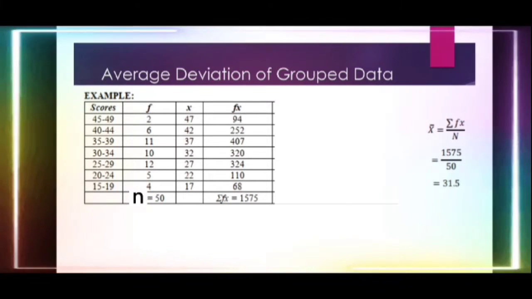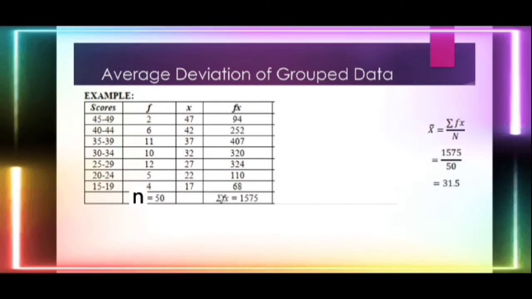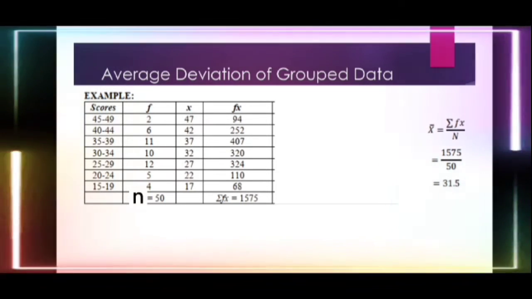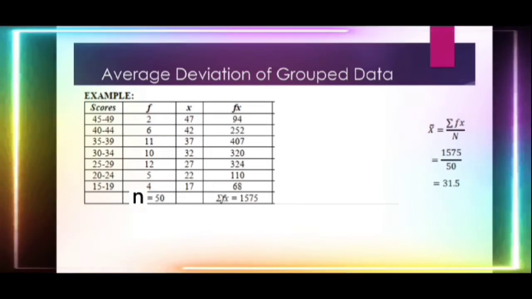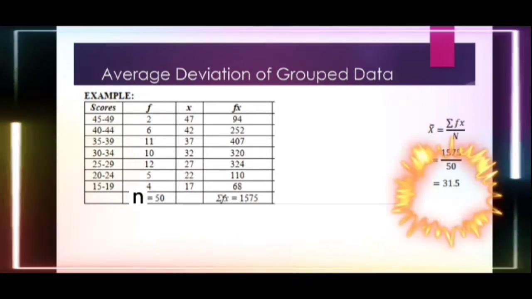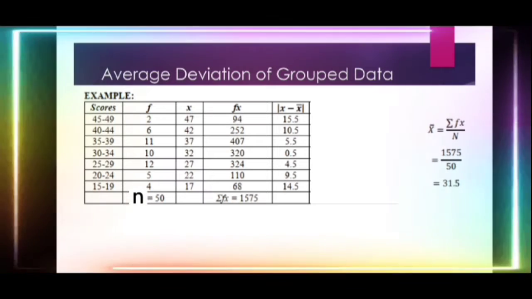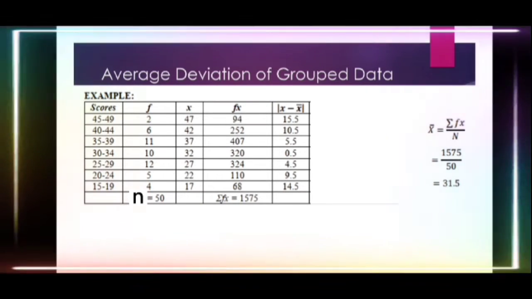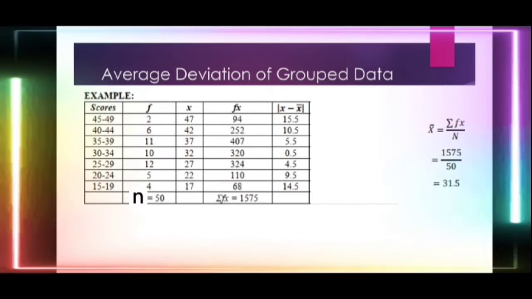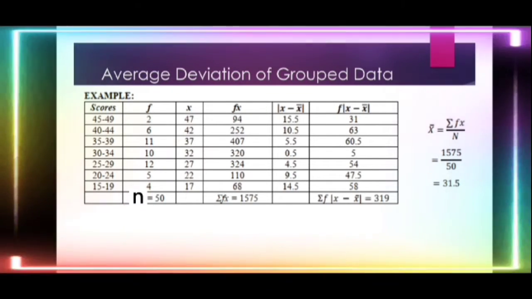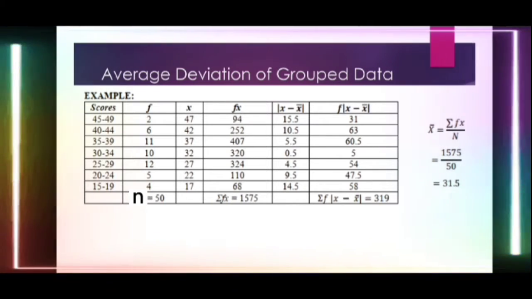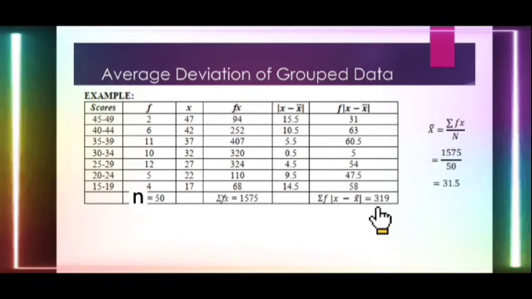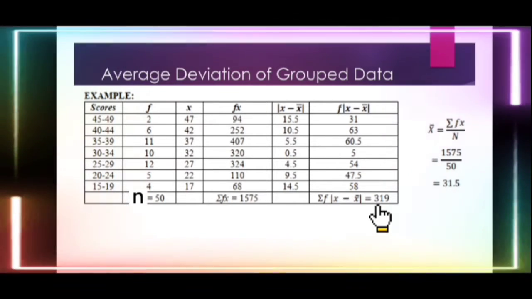Now we can solve for the mean, sum of Fx divided by total frequency. So that is 1575 divided by 50. So our mean is 31.5. Now that we already have the mean, we can now solve for the difference between the midpoint and the mean, or the absolute difference. After that, we can now solve for the product of the frequency and the absolute difference of the midpoint and the mean, and then get the sum of their product, that is 319.